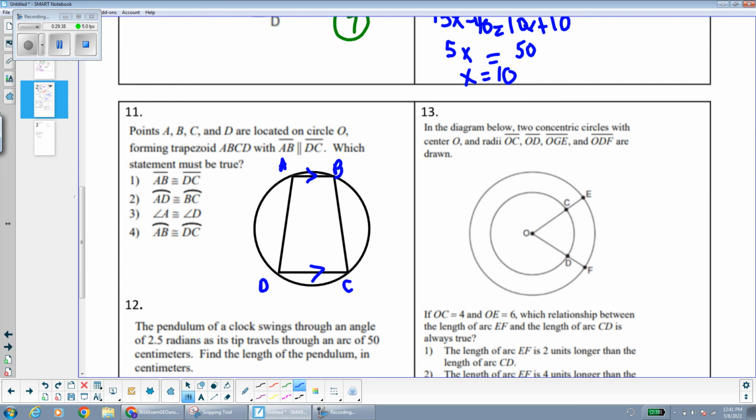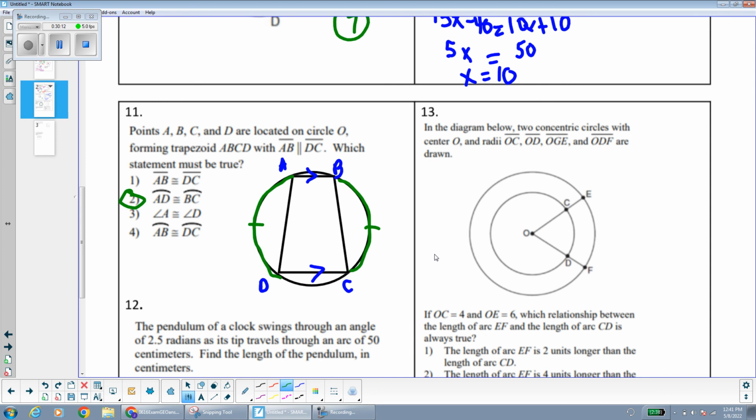And it says which statement must be true. So I do know that parallel chords intercept congruent arcs. So AB and DC are parallel chords in the circle. So the arcs in between them would be arcs AD and arcs BC. So those are congruent to each other. Is that an answer choice? Oh, it is. Yay, I'm going to pick that one because I know for sure that's true. We have that parallel chords intercept congruent arcs. That is a theorem that we have.